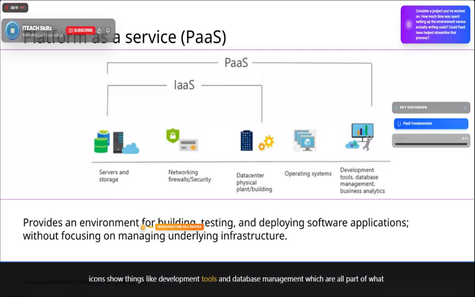The icons show things like development tools and database management, which are all part of what you get when choosing a PaaS solution, letting you concentrate on coding and innovation. This allows teams to move faster and reduces operational overhead because they don't have to spend time managing infrastructure components.